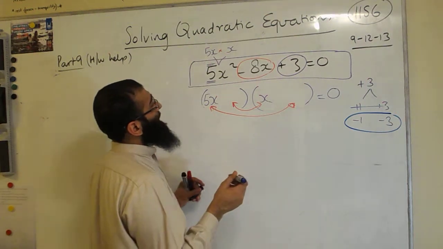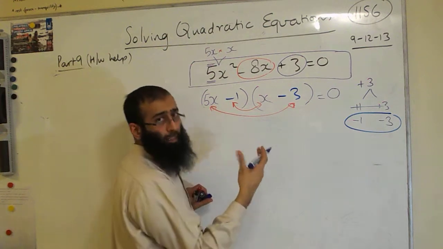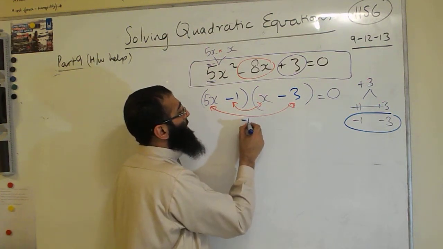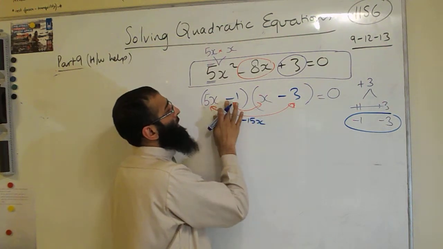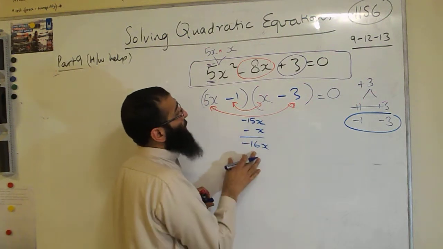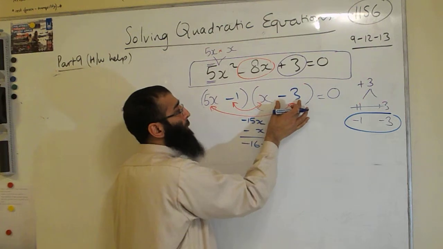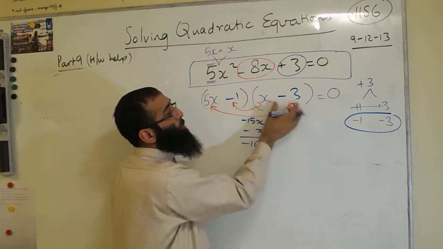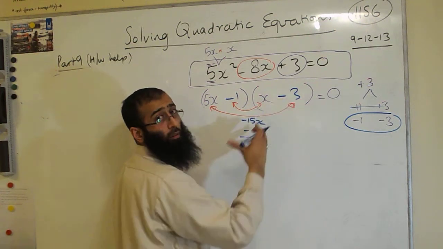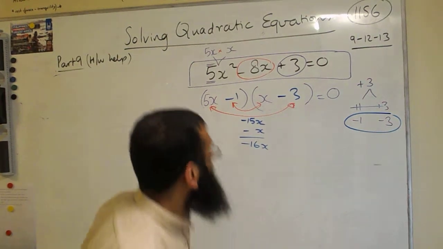If we put, for example, the minus 3 here and the minus 1 here as my first trial, 5x times minus 3 will give you minus 15x. Minus 1 times x will give you minus x. That will give you minus 16x, which is way too big. So it's important that the number we put opposite the 5x is the smaller number, because multiplying by the minus 3 gives you a much bigger negative number. So let's get rid of this.